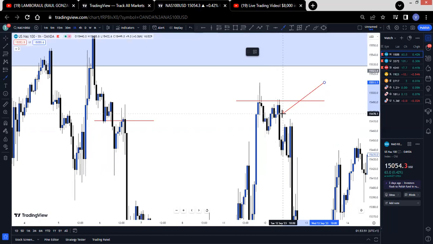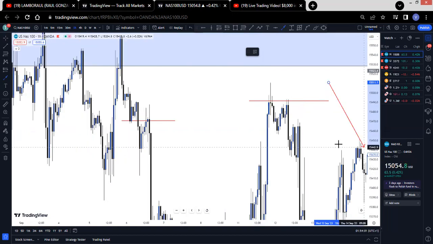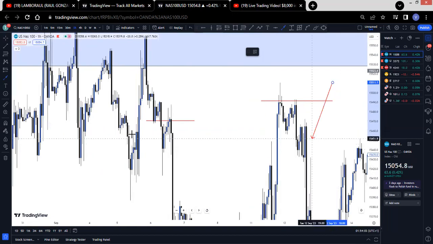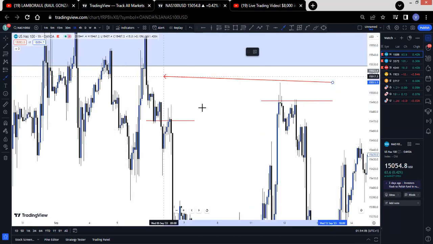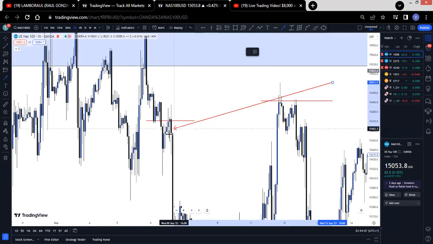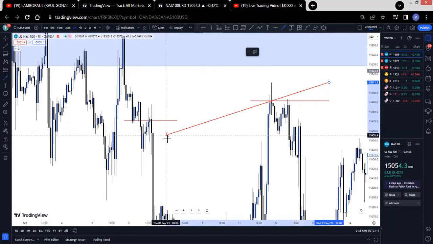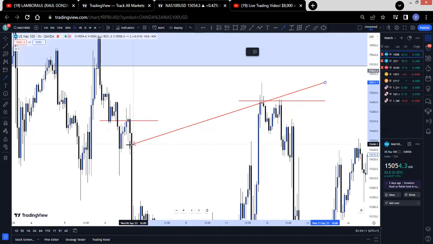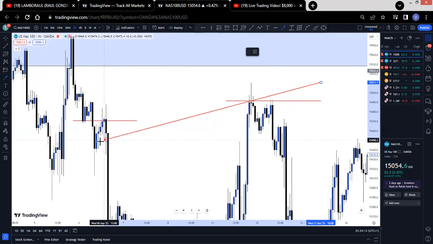So the kind of candlestick you want to see is a candlestick that closed below the previous candlestick. Look, it closed below this previous candlestick. And look at this example. It didn't close below this previous candlestick. So this would have been a very low probability setup.